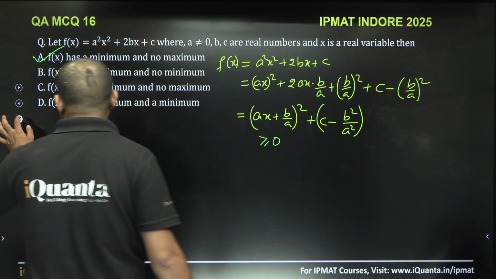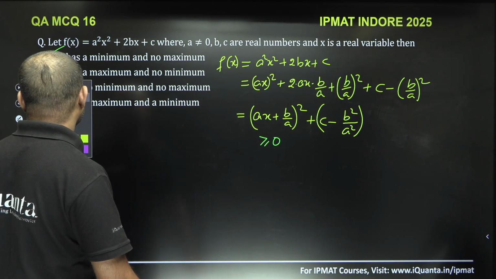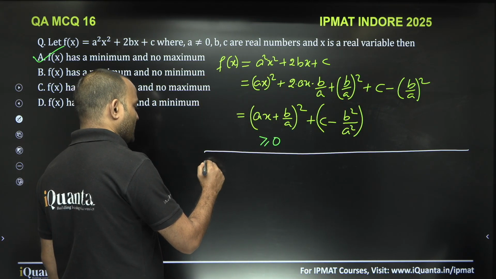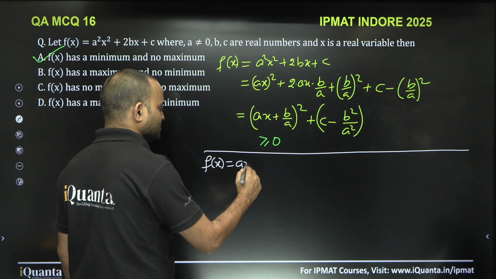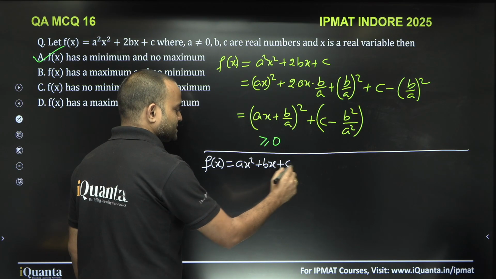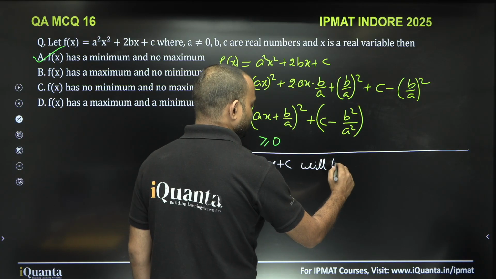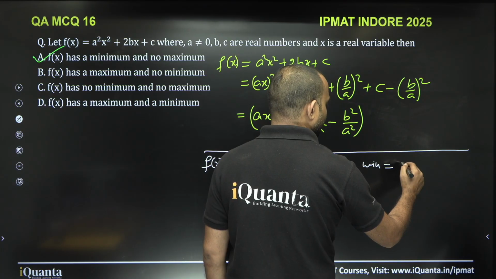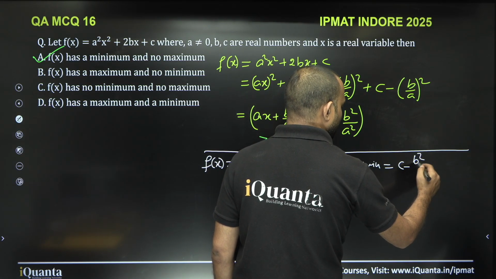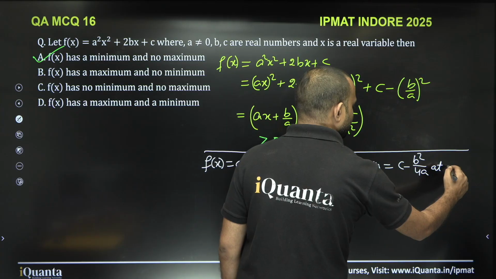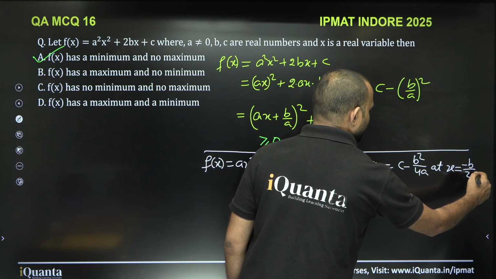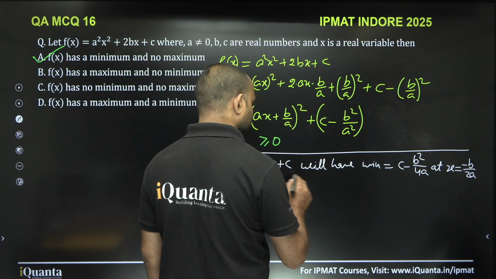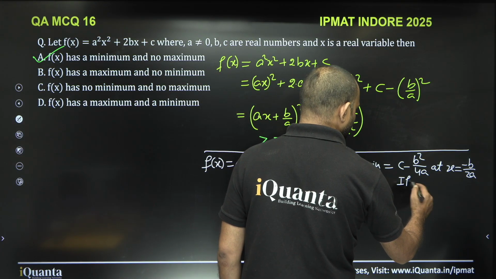Now to solve this question, we don't need to do all this. If you know that f(x) is equal to ax squared plus bx plus c will have a minimum which is equal to c minus b squared upon 4a at x is equal to minus b by 2a, okay, at x is equal to minus b by 2a, if a is greater than 0.